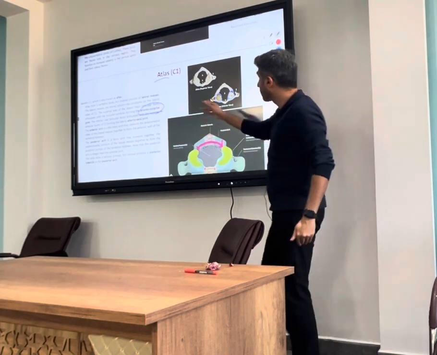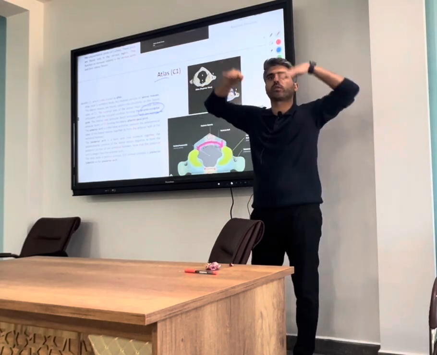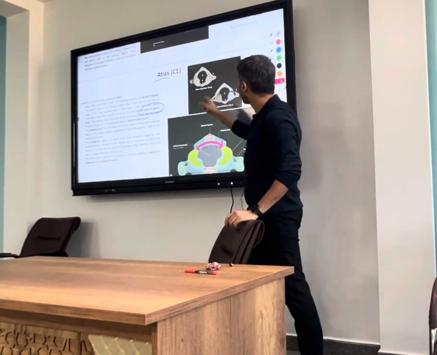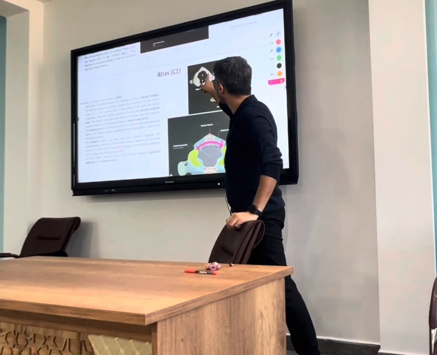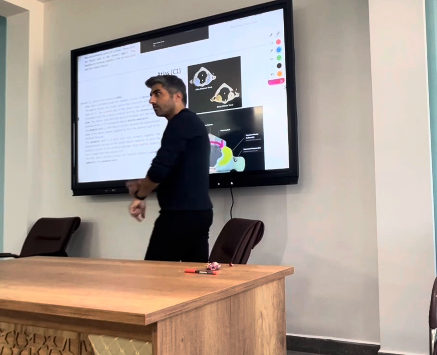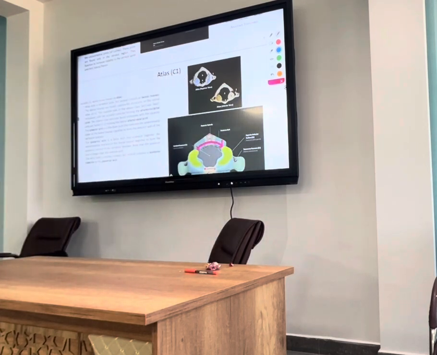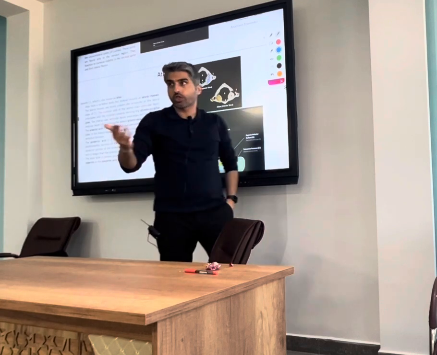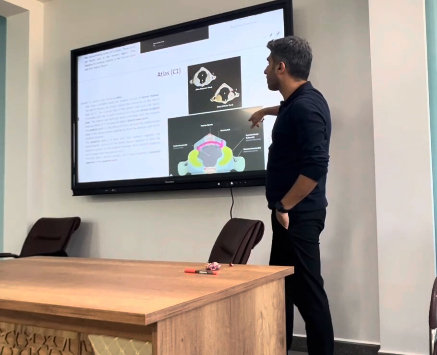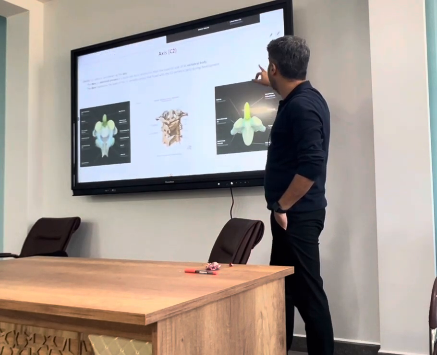This lateral mass is for attachment to the occipital bone. Superiorly attached to the occipital condyle from here, and here. Lateral mass. So the shape is very obvious: two arches, two transverse processes, and this shape.